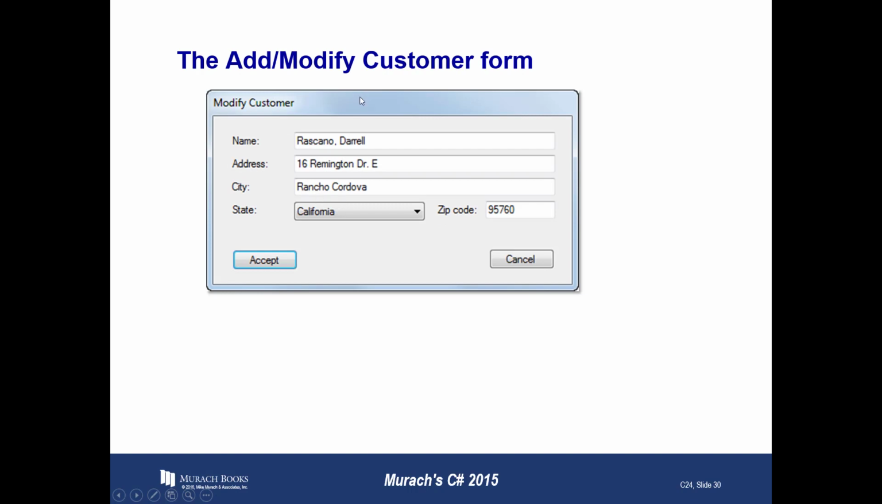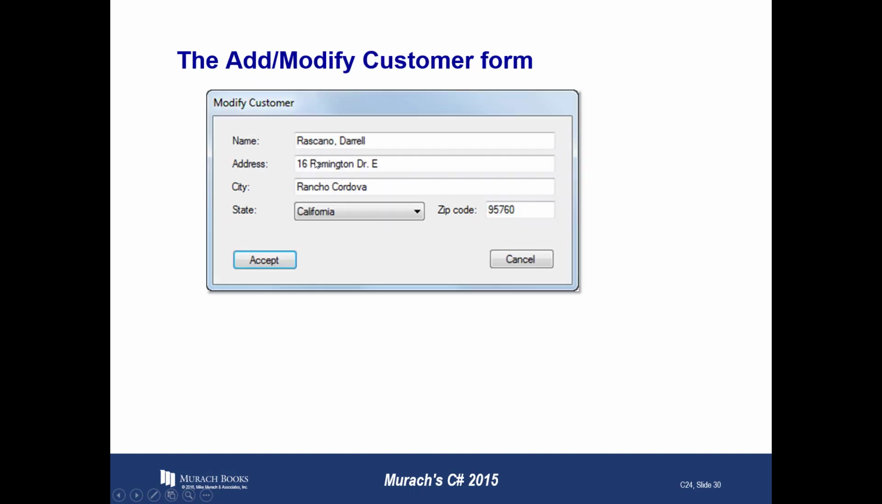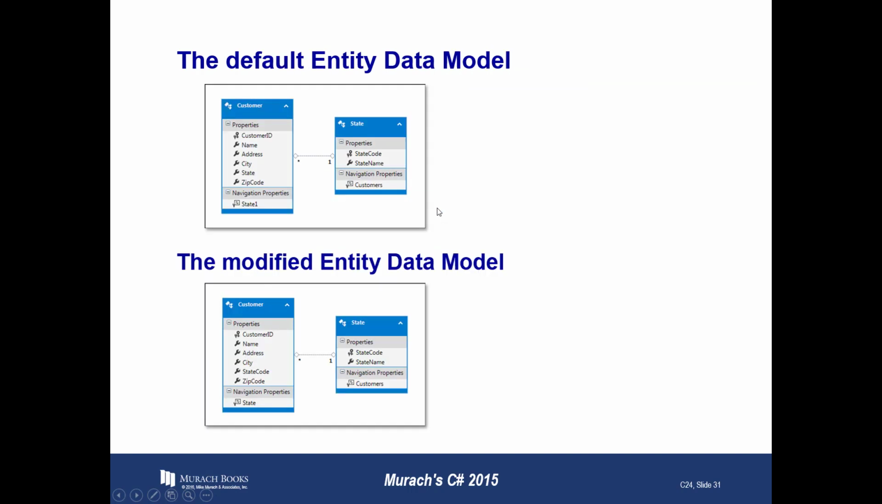So here, the Add Modify, again, when you click Add or really Modify, this changes to this. All right. So they have here the default entity data model and then the modified entity data model. Customer ID, name, address, city, state, zip code, state code. Not sure what has changed here, to be honest with you.